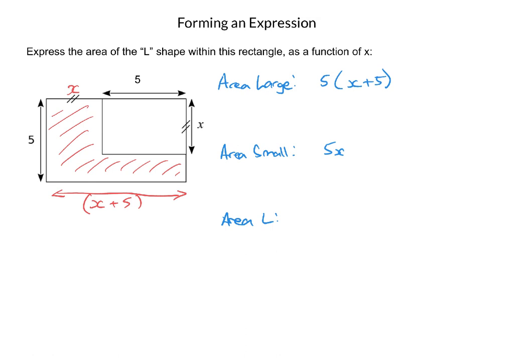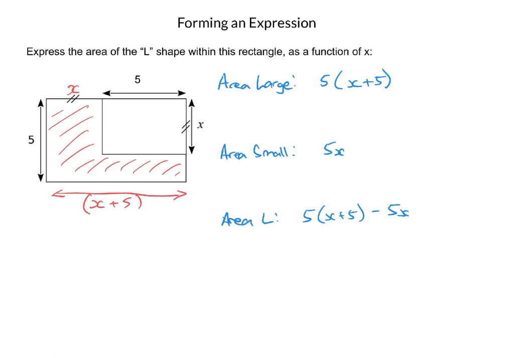And then the area of the L shape is the large one, so it's 5 times (x plus 5) minus the small one, 5x. Now that would not get you full marks because yes, that's an expression for the area, but clearly we can expand and simplify all of this.